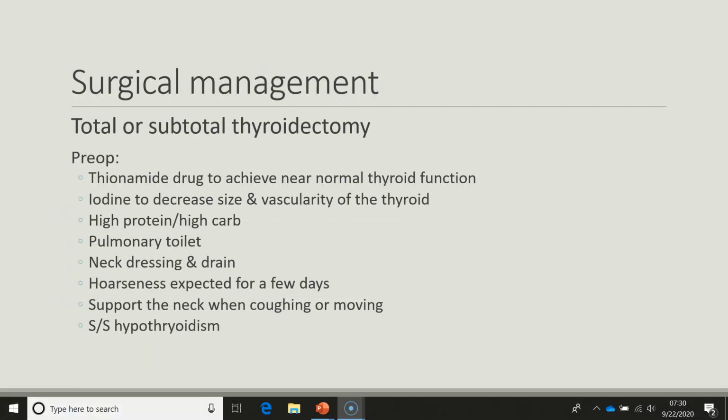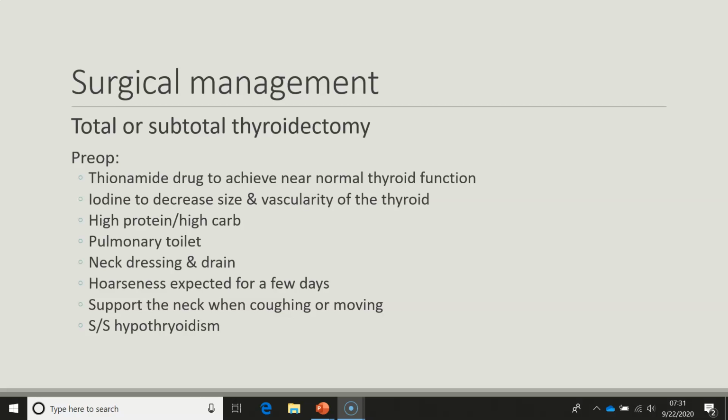Surgical management, again, is reserved for the most severe cases or for cases that do not respond to non-surgical management. Pre-op, they'll be on a high protein, high carb diet. Afterwards, like with any surgical patient, you want to make sure that you're helping with pulmonary hygiene or pulmonary toilet, where you're making sure they're coughing up their secretions. They'll have a neck dressing and usually a drain.